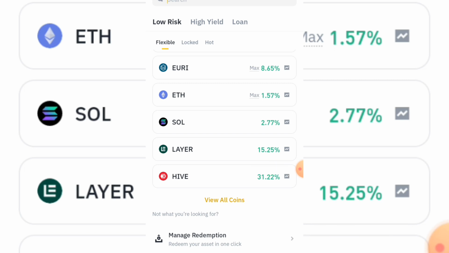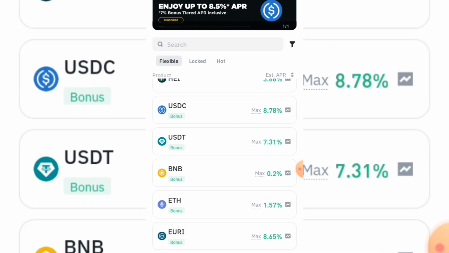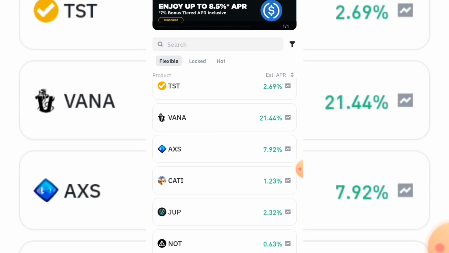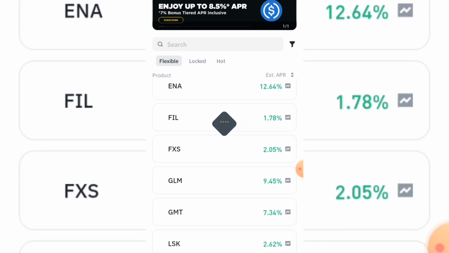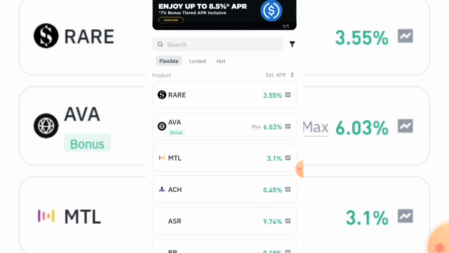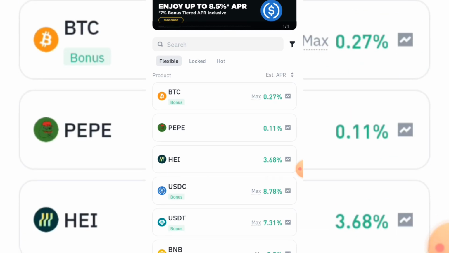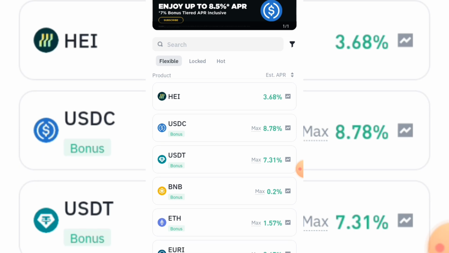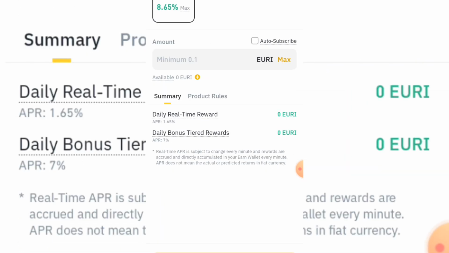You see, this one is 30%, 31%. There are a lot of coins. Some coins are even having very huge percentages, but they are not stable coins. So the best thing for you to do is to take the stable coin. The stable coins are USDT, USDC, and FDUSD. This is Euro, this is also Euro. I think Euro too is a stable coin.